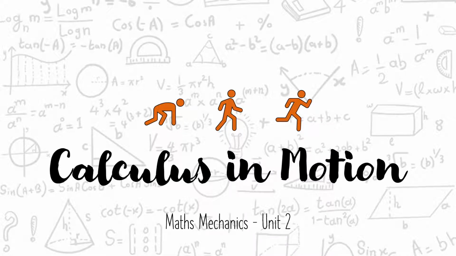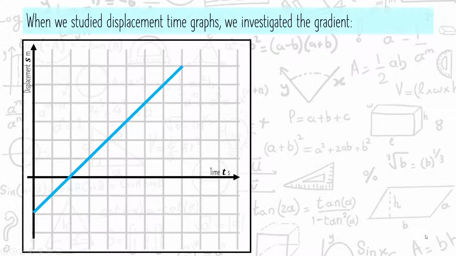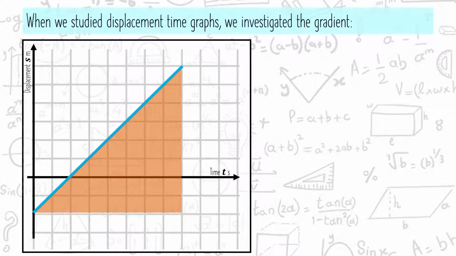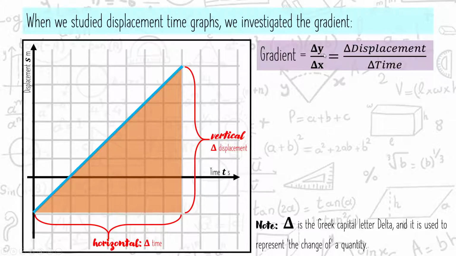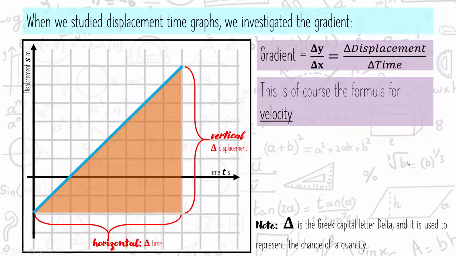In this video, we're going to be talking about calculus in motion. When we studied displacement time graphs, we investigated the gradient. If we calculate the gradient here, we look at the vertical, we have the change of displacement on the y or the displacement axis, and horizontally we've got the change of time. If we throw this into our gradient formula, we get the change of displacement over time, which of course is the formula for velocity. So we were able to generalize that the gradient of a displacement time graph gave us the velocity.